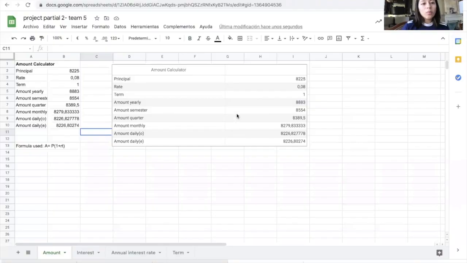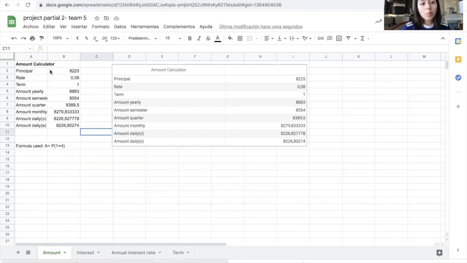So here we go. Here we have the things that you need in order to calculate the amount, which are the principal, which is the amount that is being loaned to you, the rate, and the term. The term is the time, the amount of days, years, etc. So here we have the formula, which is amount equals principal times 1 plus rate times the time.